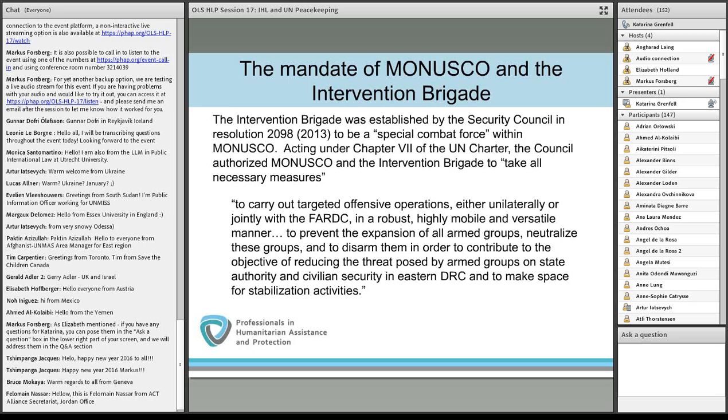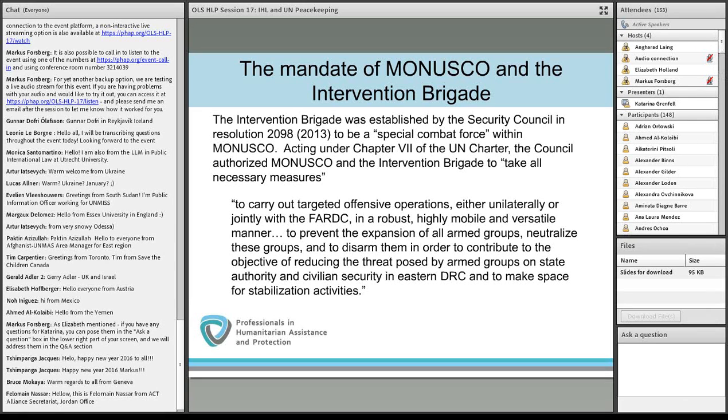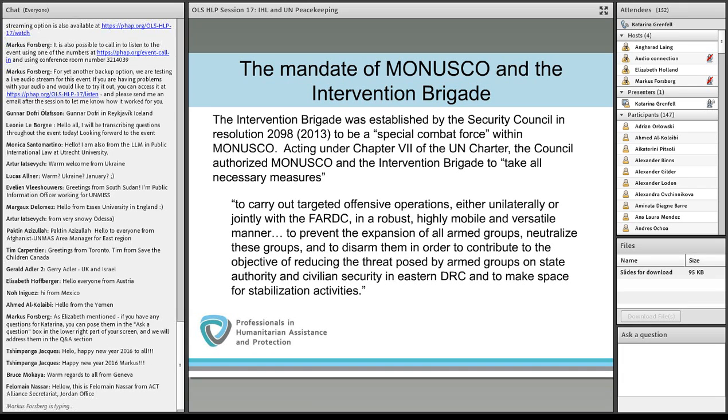The Intervention Brigade was established by the Security Council in Resolution 2098 of 2013 to be a special combat force within MONUSCO. Acting under Chapter 7 of the UN Charter, the Council authorised MONUSCO and the Intervention Brigade to take all necessary measures to carry out targeted offensive operations, either unilaterally or jointly with the FARDC, in a robust, highly mobile and versatile manner to prevent the expansion of all armed groups, to neutralize these groups and to disarm them.